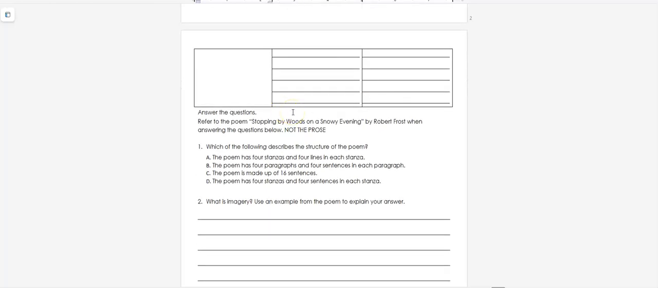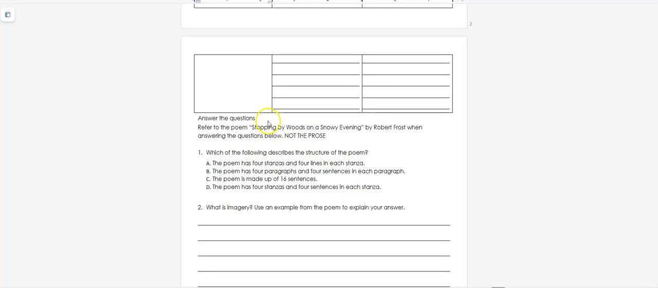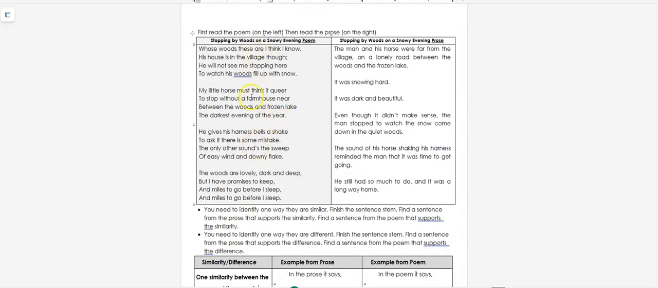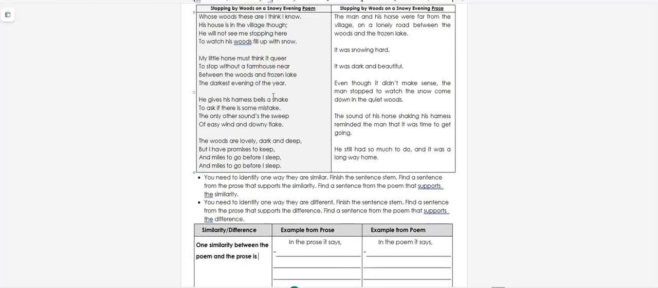Both of those would be acceptable answers. Then we had a multiple choice: which of the following describes the structure of the poem? I taught the students about the structure of poetry, stanzas, and lines. This poem is broken up into 4 stanzas. A stanza is a group of lines separated by a space. So we've been drawing a line and counting the stanzas. There are 4 lines in each stanza, and you can count all of them to identify how many lines and how many stanzas.